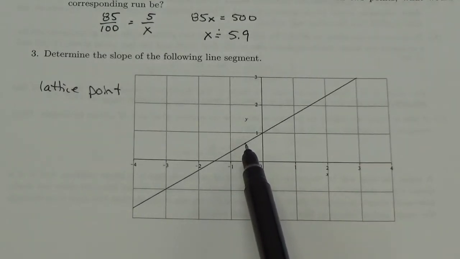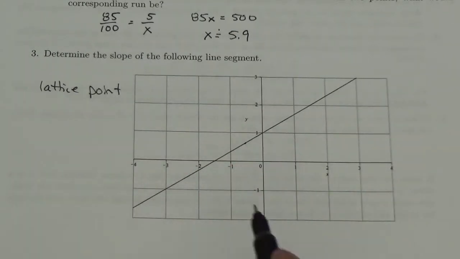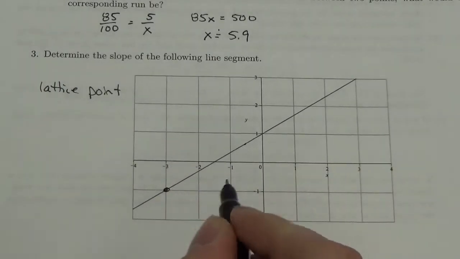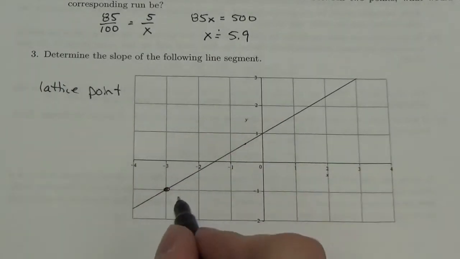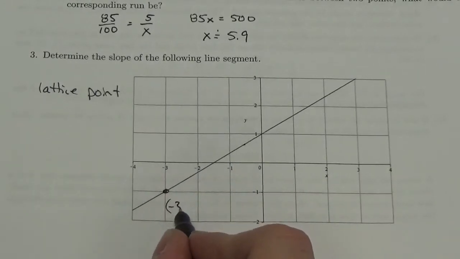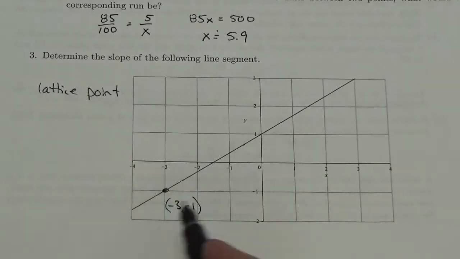I don't know what the coordinates are of that. Okay, I can't tell easily from the graph what coordinate that is. But this point right here, I can tell you exactly what the coordinates are because I can read those off the graph here. And remember, I start horizontally first, so I go -3, and then I come down here, -1. So this has got the coordinates -3, -1.